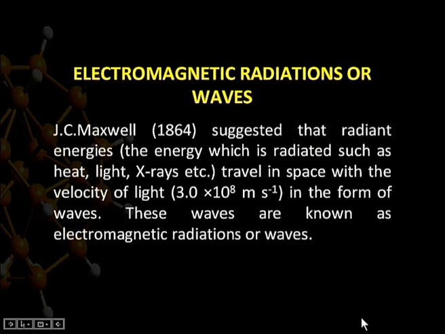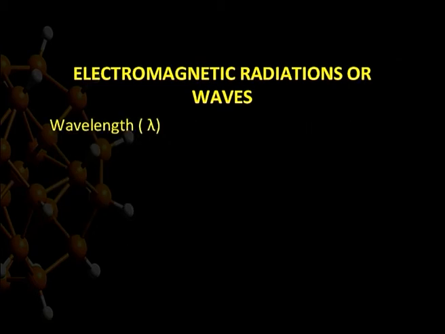Now, I will discuss electromagnetic radiations or waves. J. C. Maxwell in 1864 suggested that radiant energies, the energy which is radiated such as light, heat, X-rays etc., travel in space with the velocity of light, 3.0 x 10^8 meter per second, in the form of waves. These waves are known as electromagnetic radiations or waves.